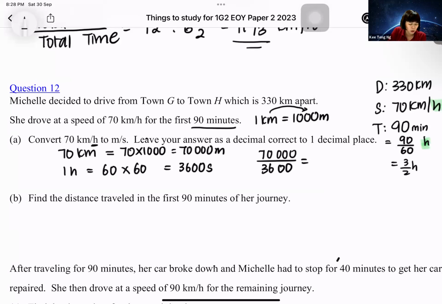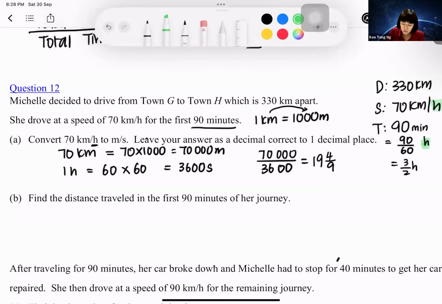But the question, I would probably have left it as a fraction, but the question unfortunately tells me to leave it as a decimal, 1 decimal place. Then I round it off, 19.4444. Okay, but 4 cannot round up, so it's just 19.4 to 1 d.p. Not kilometers. Meters per second. But you notice I wrote the exact answer. So later if I want to use my working, I'll use my exact value for the answer.